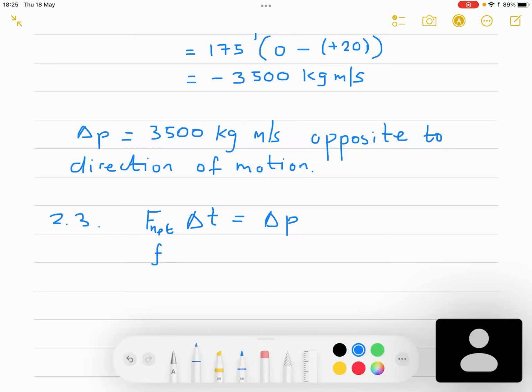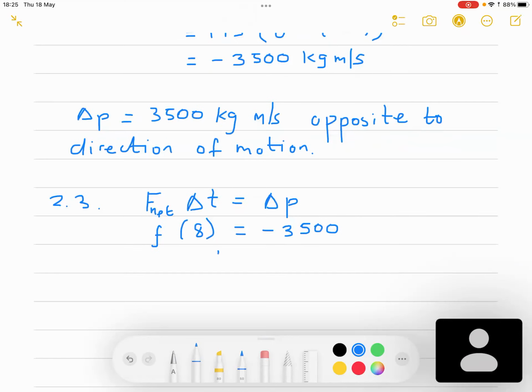So we're trying to find the net force, which we know is friction. So I'm writing it as a small f. Delta T is 8 seconds. And delta P we just calculated as minus 3,500. And then if you do the calculation, you'll find that the frictional force is equal to negative 437.5 Newton.